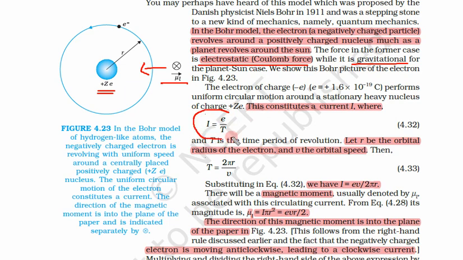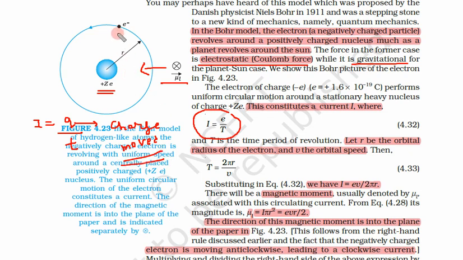Now this has to be understood: why is the current e by T? You know electrons move very fast. So what is current? Current is charge per unit time. Here the charge is not a stationary charge, but the charge that moved. The charge that moved per unit time will make the current.